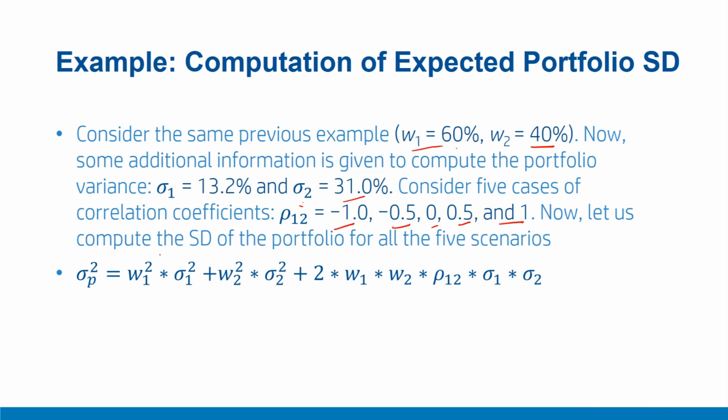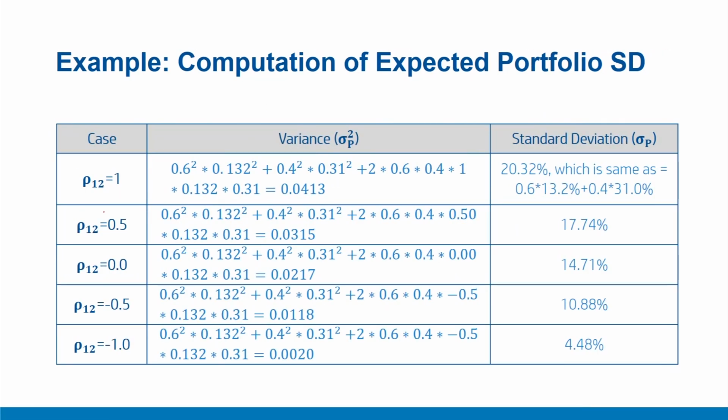We already know that the risk of a two-stock portfolio can be easily computed with the help of this formula, which is W1 square sigma 1 square plus W2 square sigma 2 square plus 2 times W1 W2 sigma 1 sigma 2 times rho 1 2. All the other quantities are fixed, and we are only varying this correlation from -1 to +1. Let us see how these numbers worked out. First look at the first case where rho 1 2 equals 1. In this case, the overall risk works out to 20.32%, which is also the same as the weighted average of individual risks. This is because no diversification occurs, and securities are moving in perfect lockstep.